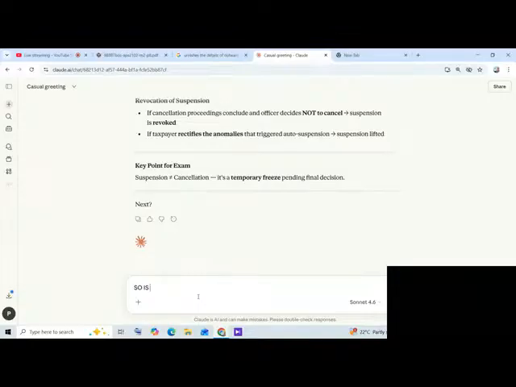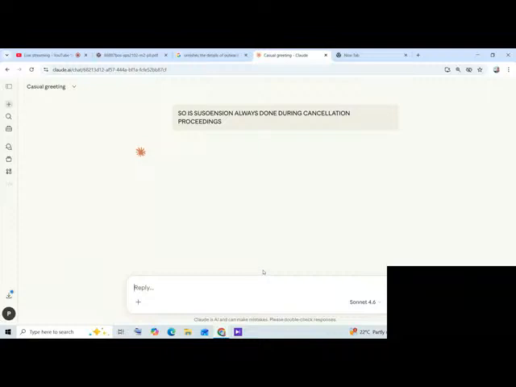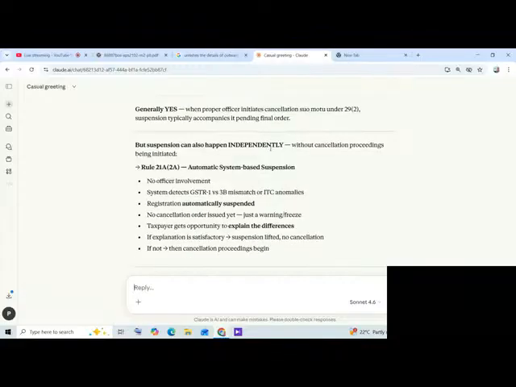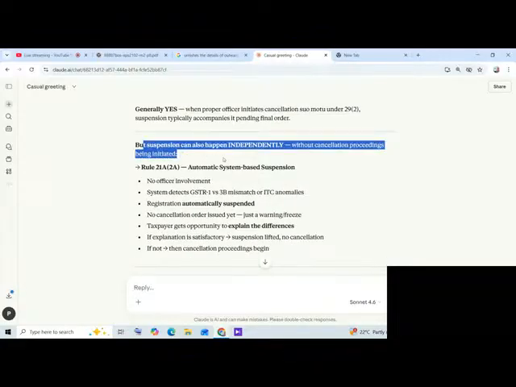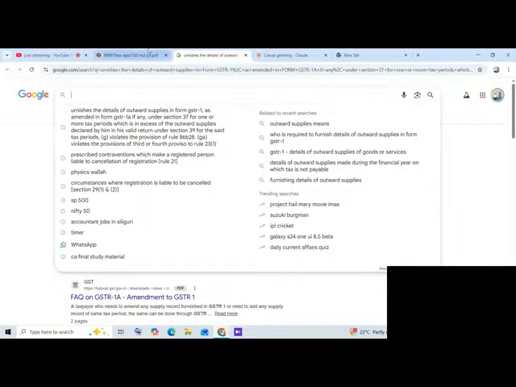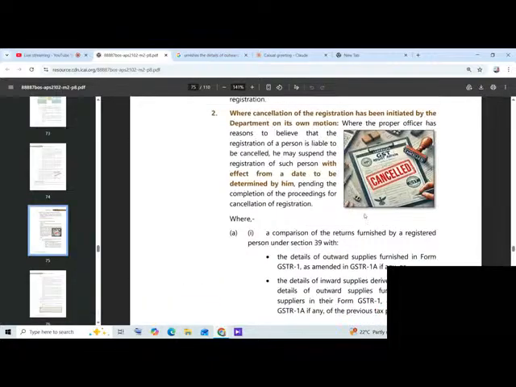So is suspension always done during cancellation proceedings? Not always. Generally yes, when the proper officer initiates cancellation. But suspension can also happen independently, without cancellation proceedings being initiated. Automatic system-based suspension. Fine. So let's read it.